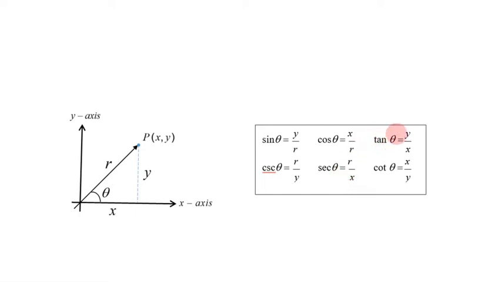Then, tangent theta is equal to opposite over adjacent. So opposite refers to y and adjacent equal to x. Therefore, we get y over x. And cotangent theta is equal to x over y.